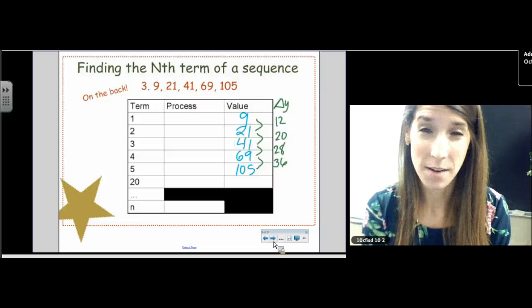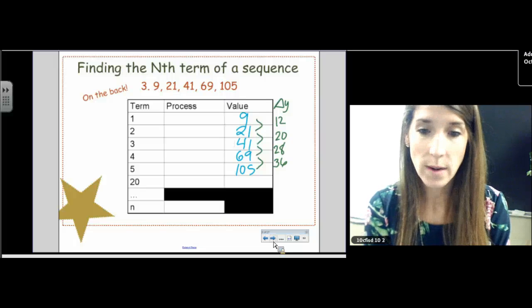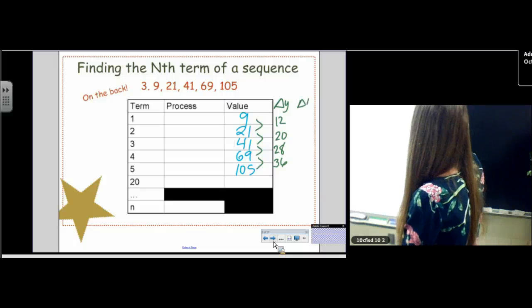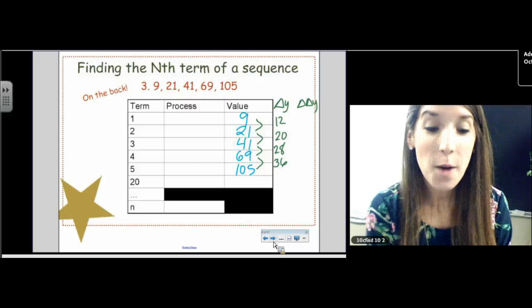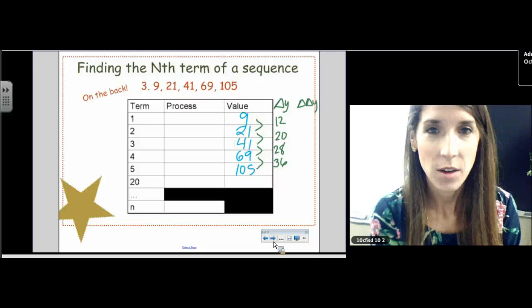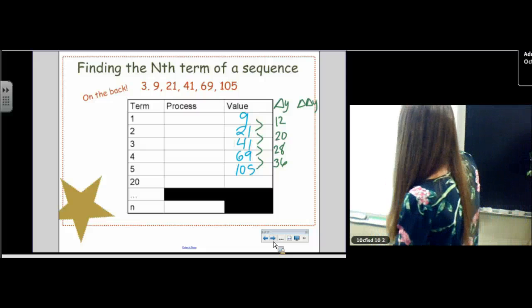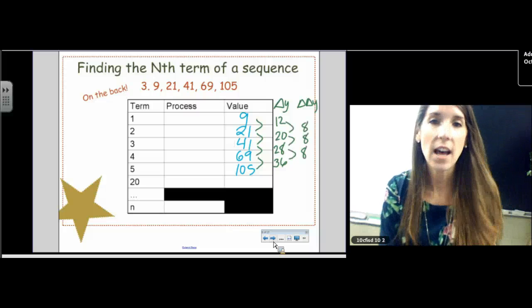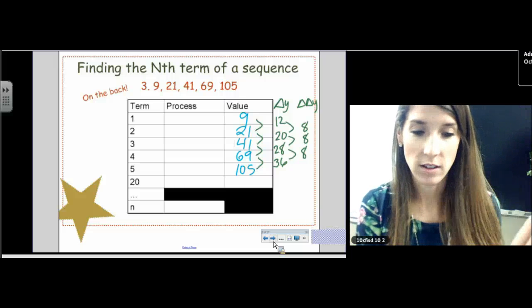We're not in Kansas anymore, Toto. We are in a different realm. So this is not linear. We now know it's not linear. When it's not linear, we need to try again. If at first you don't succeed, try again, right? So instead of doing delta y, we're going to do delta delta y. We're going to do the change in the change of y. The change in the change. Delta delta y is 8.